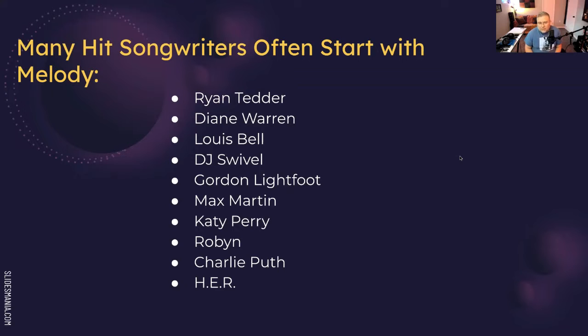Max Martin, who's written more top 100 songs than almost anybody. Lennon and McCartney are the only people that have more hits than Max Martin at this point. But he starts a lot with melody first. Katy Perry, Robyn, Charlie Puth, Her. I'm sure there's many, many more. And Adam in the chat says Paul McCartney and Billy Joel.